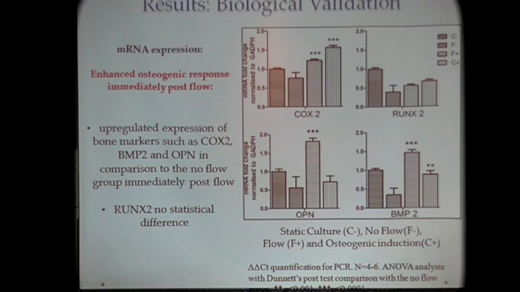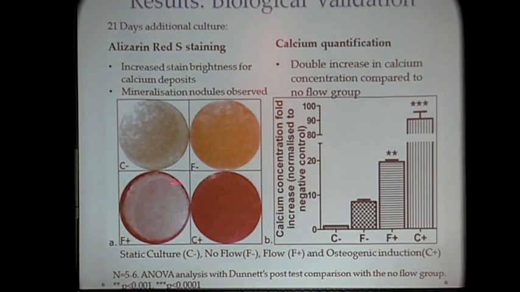So immediately post-flow, an increased osteogenic response is seen in the flow group. Specifically, COX-2, which is an enzyme involved in bone formation, is significantly upregulated in comparison to no flow, and similar to my biochemically induced osteogenesis. Additionally, osteopontin and BMP2 are 2 bone matrix proteins, and they are significantly upregulated in comparison to no flow, and much higher than the biochemically induced osteogenesis.